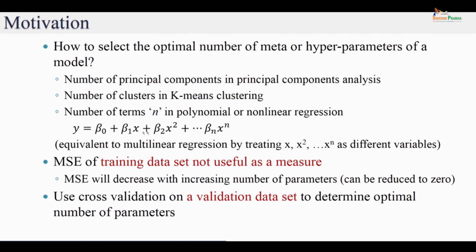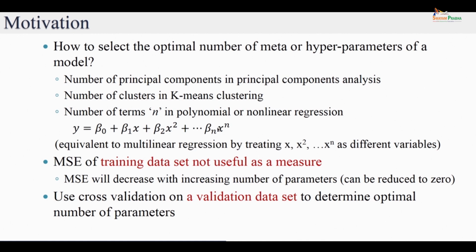Notice the parameters of this polynomial model can also be obtained using multilinear regression. If you take x as a variable, x squared as a different variable and x power n as a different variable, compute them from the data that you are given, and treat them as different variables, then you can use multilinear regression methods in order to estimate the parameters beta naught, beta 1 and so on up to beta n.